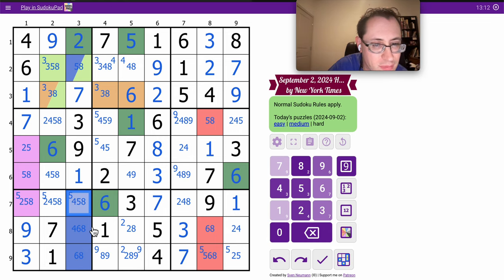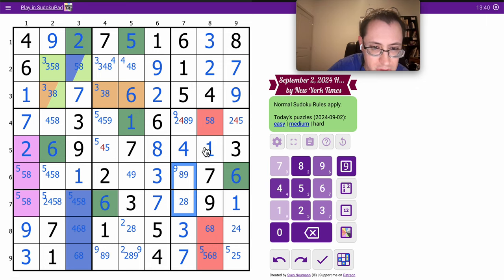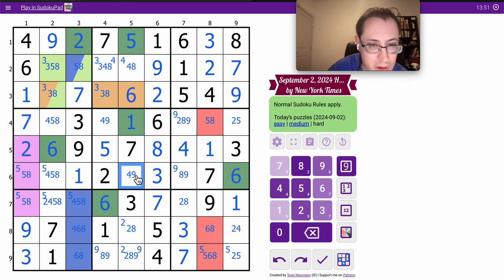Okay, row 5 and row 6 can only go here. That can't be 5. This is 4. These aren't, whoops. Either of these. This is 5. That can't be 5. I've got one of those offset 4-9 pairs. Grr.